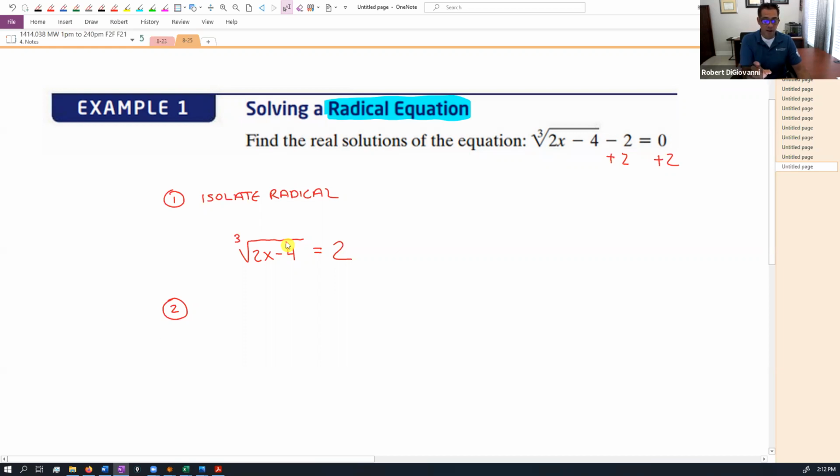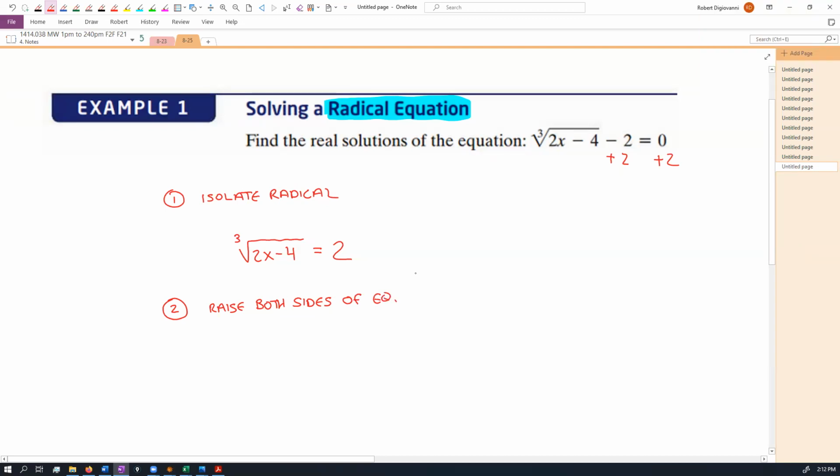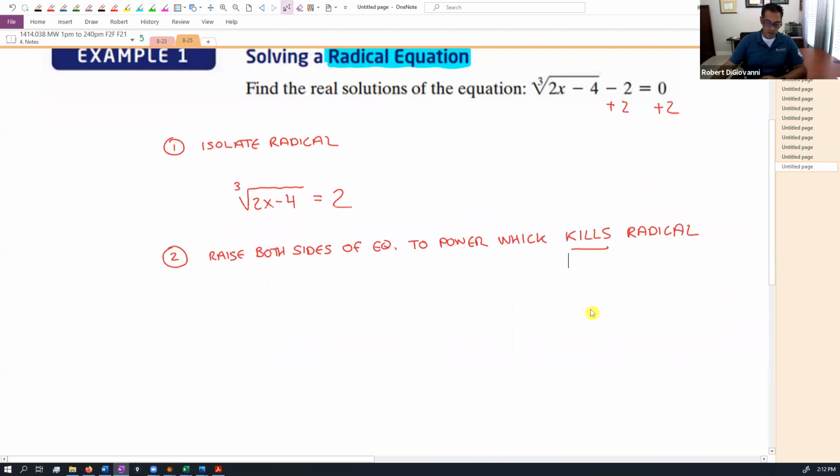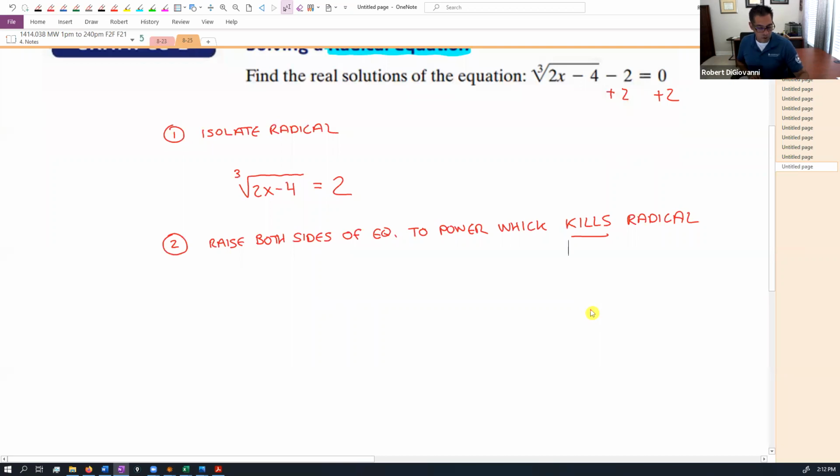All right, so our step 2 is to raise both sides of the equation to a power which kills the radical. I'm sorry to be so violent with my language. All right, here we go.